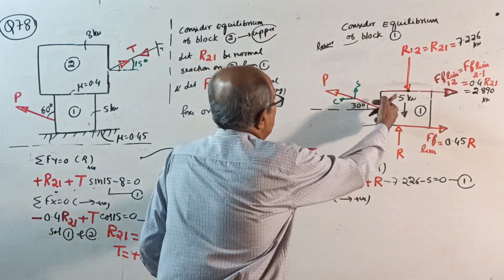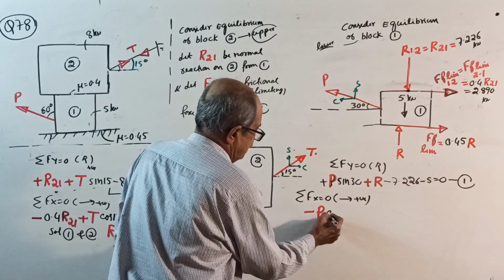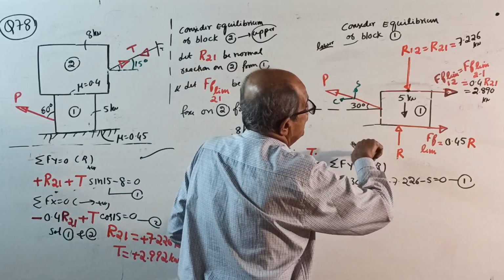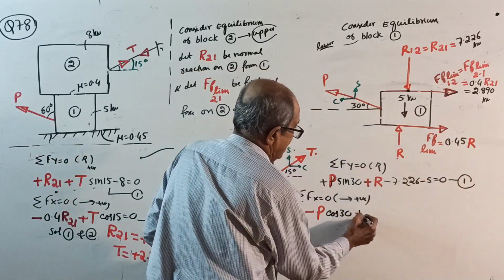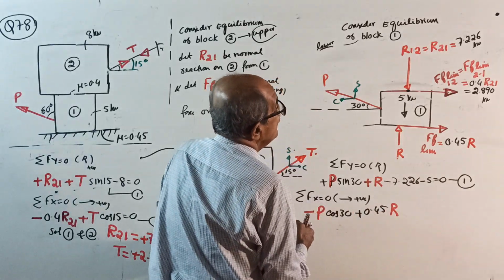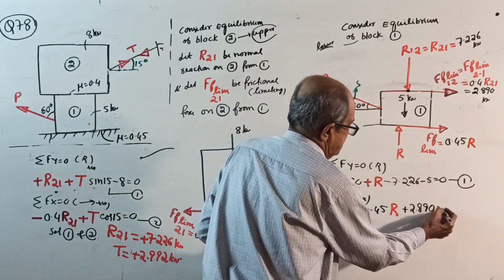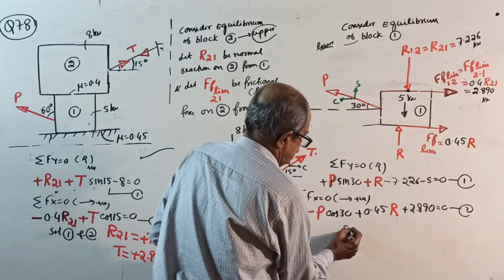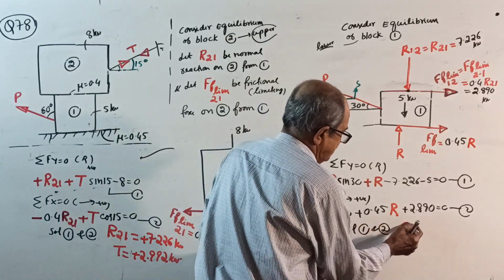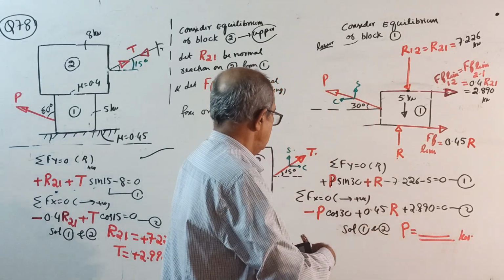Okay, then minus P cos 30, minus P cos 30, minus P cos 30, then plus 0.45 R, and then plus 2.890 equal to 0, equation 2. Solving 1 and 2, you get the value of P. Okay, R is not required, but R also will come. You require to get the value of P. R you calculate.